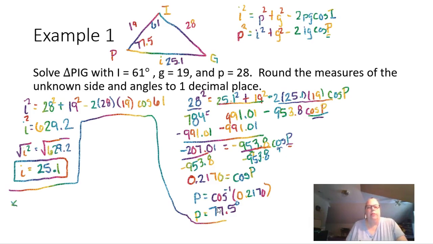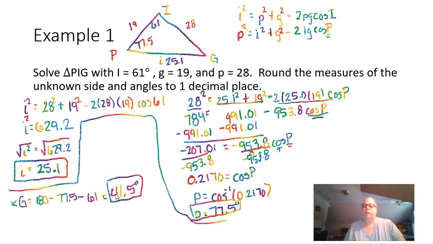All right, so angle G is going to be 180 minus angle P that we just found minus angle I, which was given to me. Put that in the box there. Okay, all right, let's put this in the calculator. And this is giving me 41.5 degrees. And now my triangle is solved.